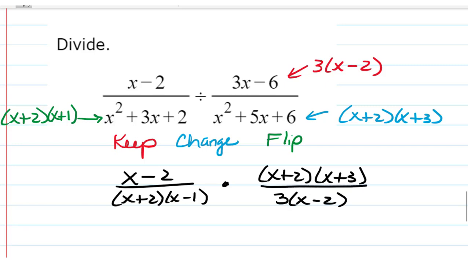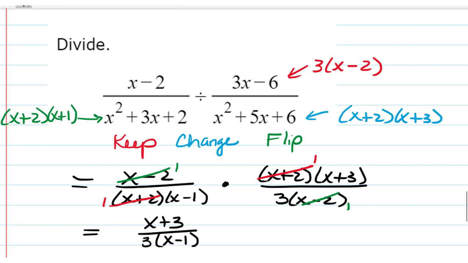Now we want to multiply straight across, but I'm going to reduce before we do that as much as possible. X plus 2 divided by x plus 2 leaves 1. X minus 2 divided by x minus 2 leaves a 1. And that's about all we can do. So in the numerator, we're going to have x plus 3. And in the denominator, we'll have 3 times x minus 1. Or if you're asked to multiply that out, you'd have x plus 3 over 3x minus 3.